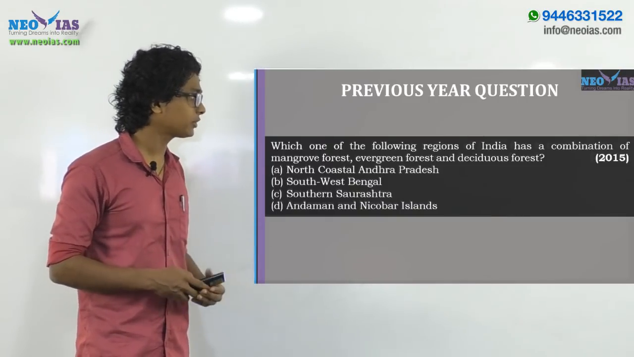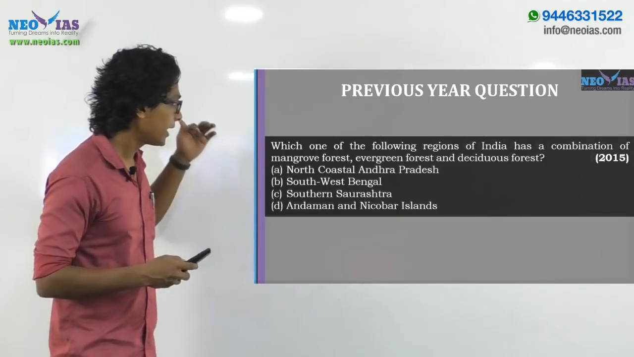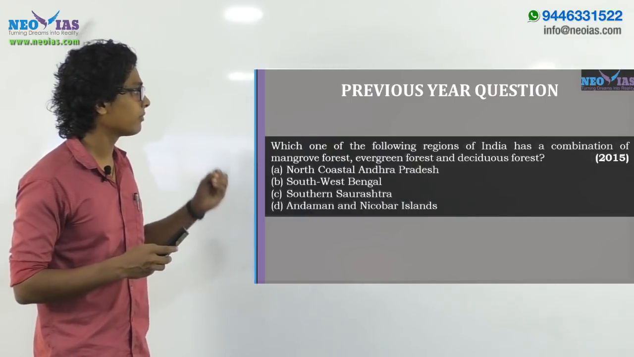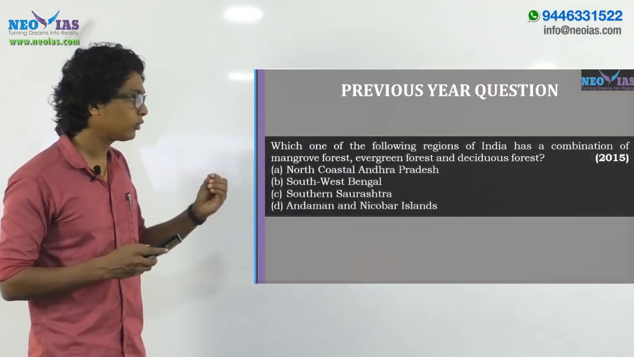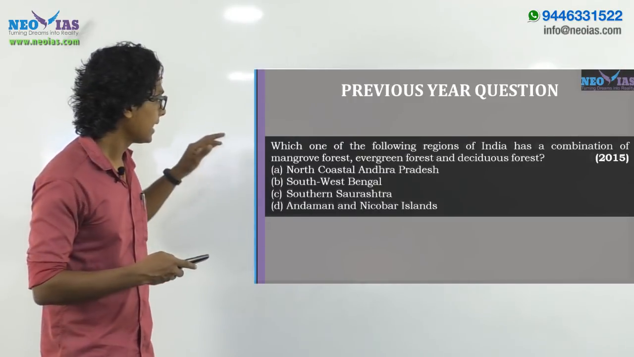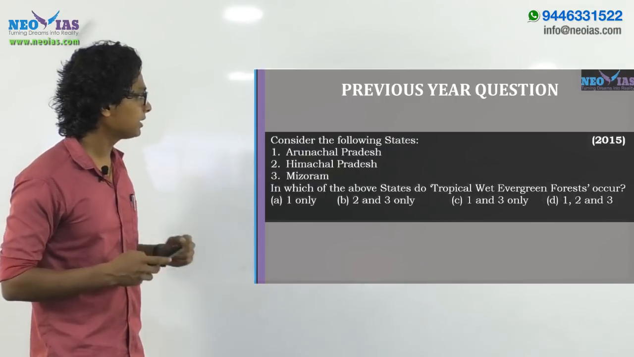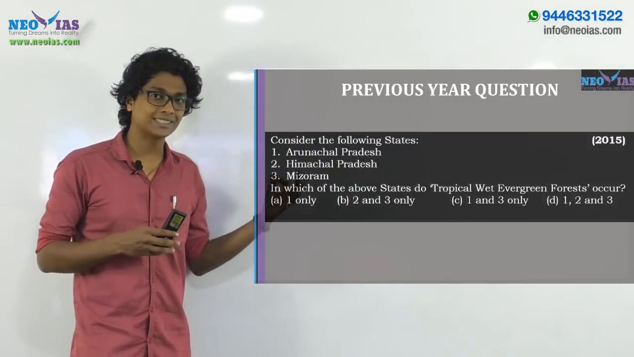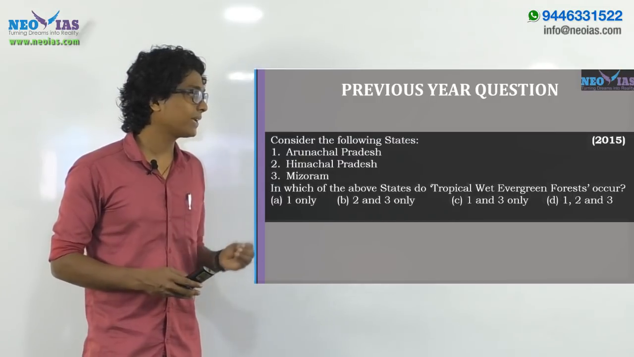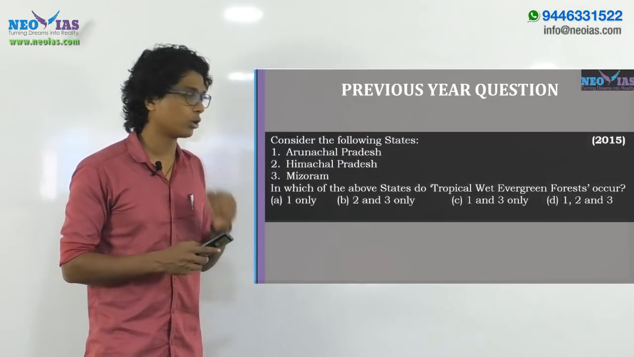So one of the previous questions related with this topic was asked in 2015. Which one of the following regions of India has a combination of mangrove forest, evergreen forest, and deciduous forest, right? And another question, consider the following states. 3 states have been given here. In which of the above states do tropical wet evergreen forests occur, right?